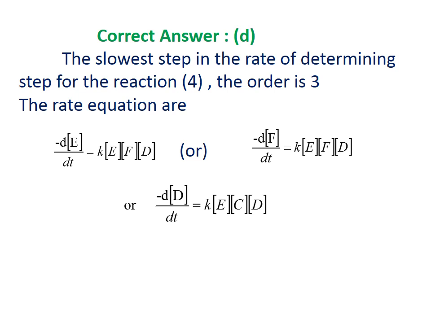The slowest step is the rate determining step of the reaction, step 4. The order is 3 and the rate equation is given. The rate equation can be given in 3 ways: minus d[E] by dt is equal to K into E into F into D, or minus dF by dt will be equal to K into E into F into D, or minus dD by dt is equal to K into E into F into D. In all cases, the order is 3.